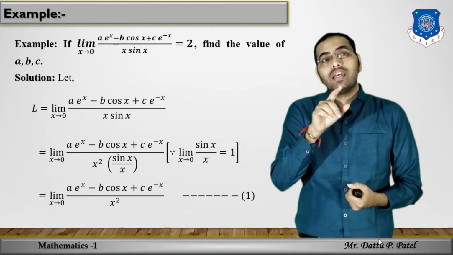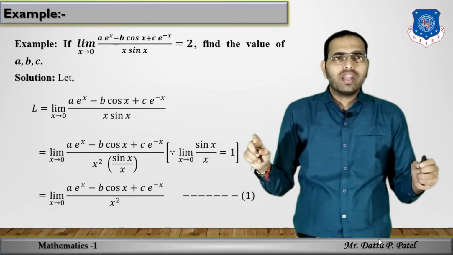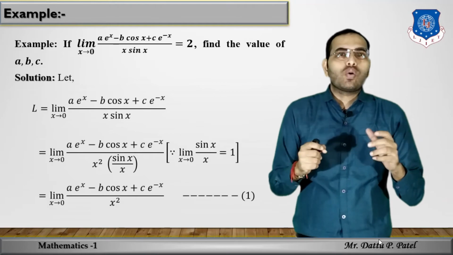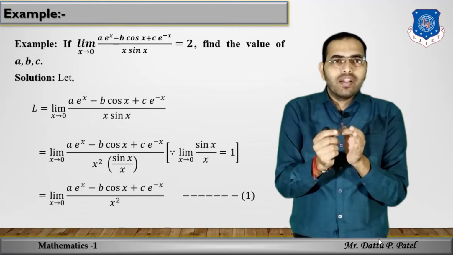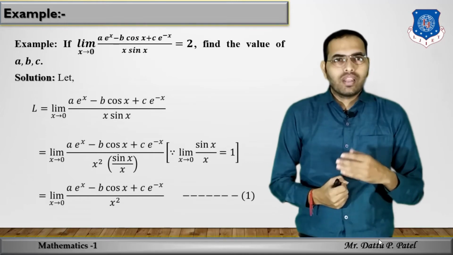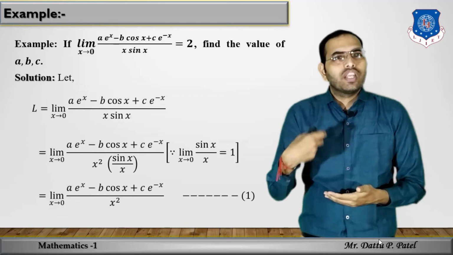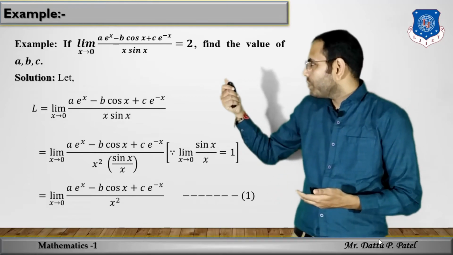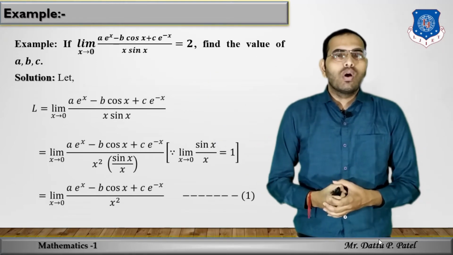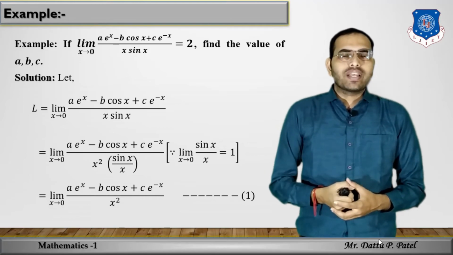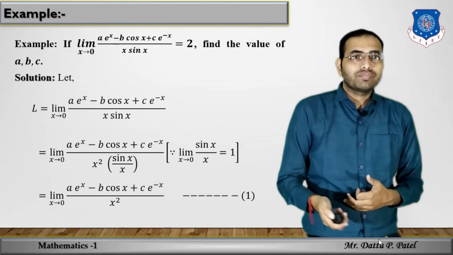That means whenever we put x equal to 0, the denominator must be 0, but the numerator portion has a, b, c, which are unknown constant values. We don't know exactly what their values are; we have to find them. Here multiply and divide by x in the denominator portion, then we get limit x tends to 0, sin x by x, that is 1. The remaining term becomes limit x tends to 0, (a e^x minus b cos x plus c e^(-x)) divided by x square. That is our equation number 1.